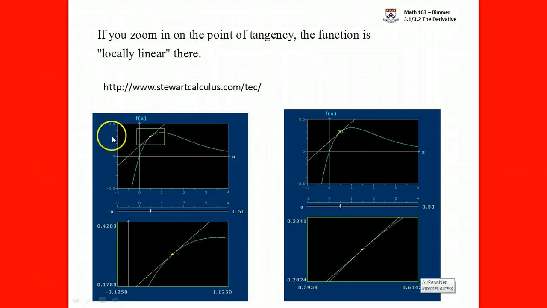But that's the visual of what's going on. This is one of the reasons why we care so much about this tangent line. Locally, they are the same. Nearby, they are the same, and we can use the tangent line to approximate the function. Okay. All right, great.